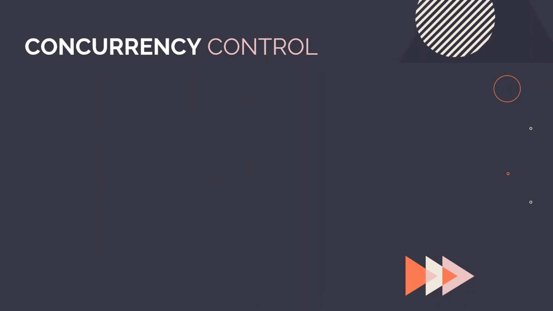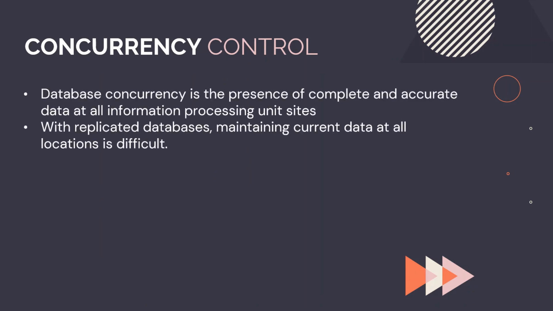Now we have concurrency control. So database concurrency is the presence of complete and accurate data at all information processing unit sites. With replicated databases, maintaining current data at all locations is difficult, no? Kasi nga, since magkakaroon tayo, or may duplication tayo ng databases, nagkakaroon tayo ng multiple databases. So, kapag nag-update tayo, okay, dapat we need to also maintain the other databases.